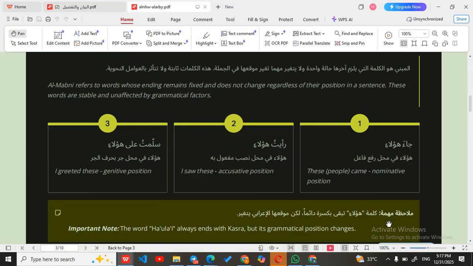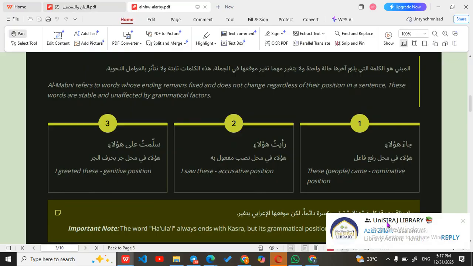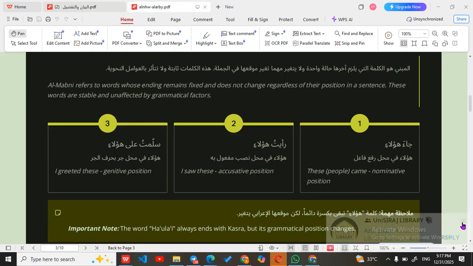Now, فهذه ملاحظة مهمة. This is called an important notice. ملاحظة مهمة يعني كلمة هؤلاء تبقى بكسرة دائمة، لكن موقعها الإعرابي يتغير. The word هؤلاء always ends with kasra in the three examples that we gave, but its grammatical position is what is changing, because it is not how you do the i'rab in the first example that you are going to do the i'rab in the second example, or the third example also.